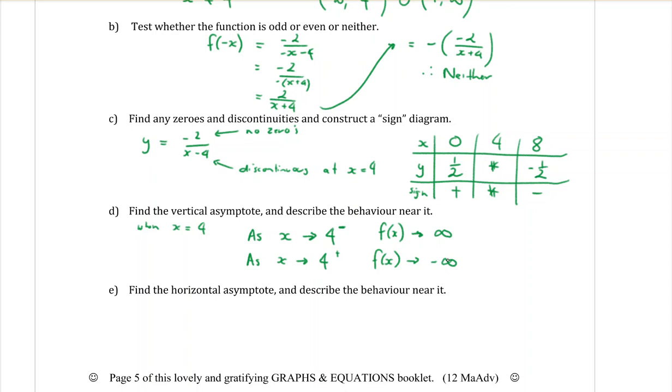Okay, E, find the horizontal asymptote and describe the behavior near it. So a horizontal asymptote can usually be found by working out what happens for really, really big values of x and really, really small values of x. Because what's happening way out here as my curve is going out a long way, right? So I'm going to be finding as x approaches infinity, really big values of x, and as x approaches negative infinity.